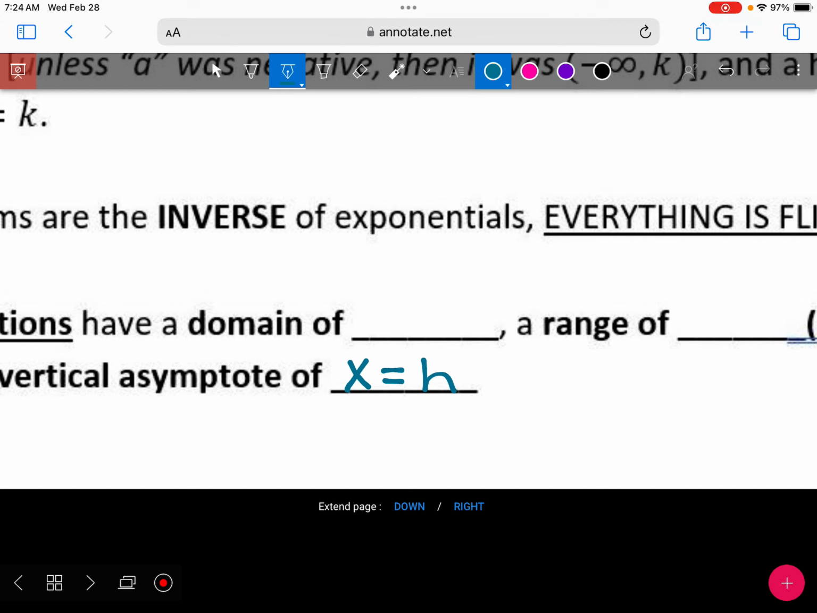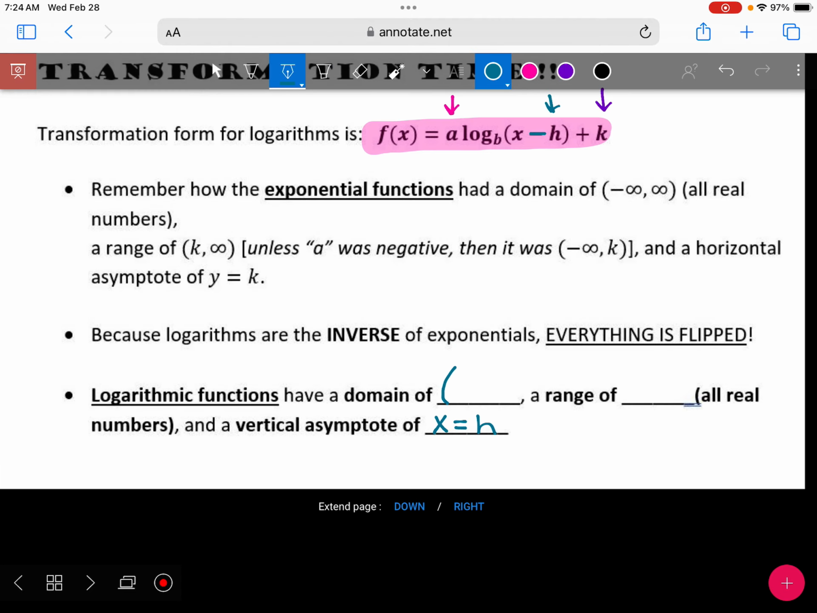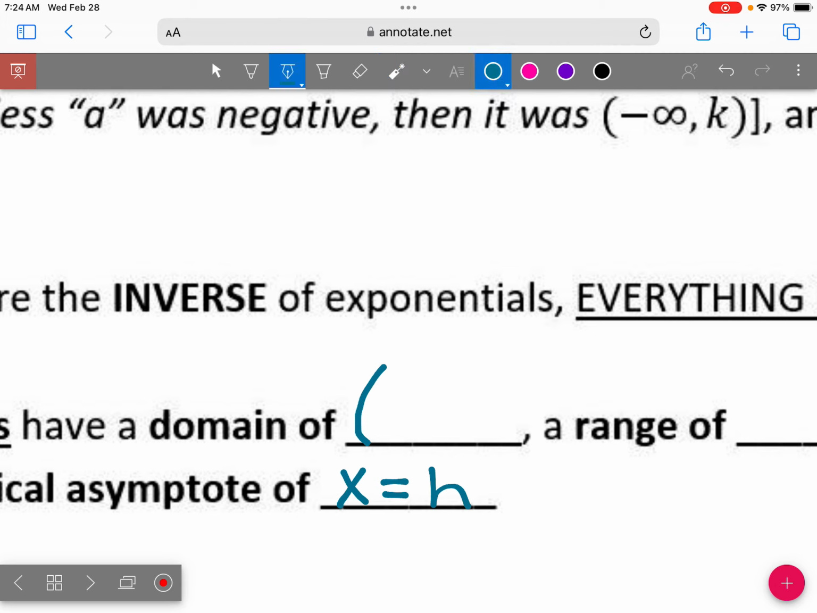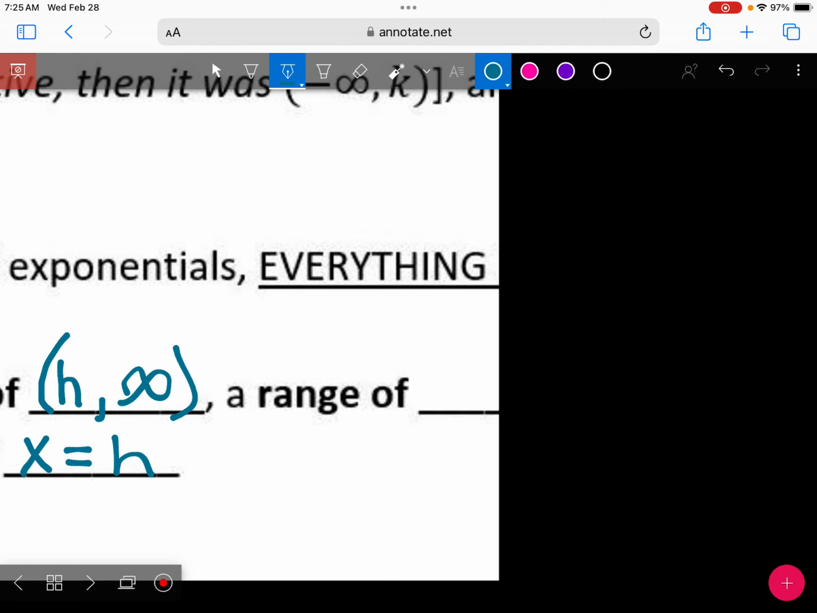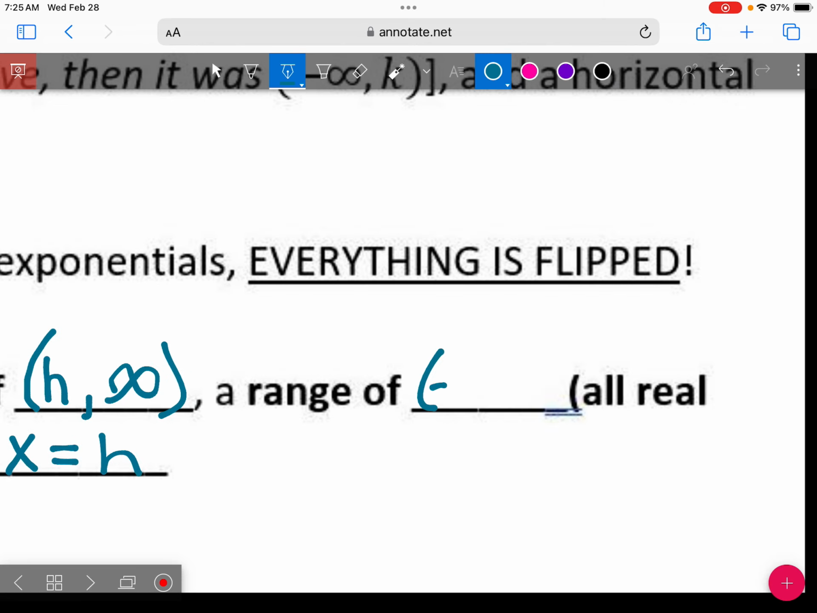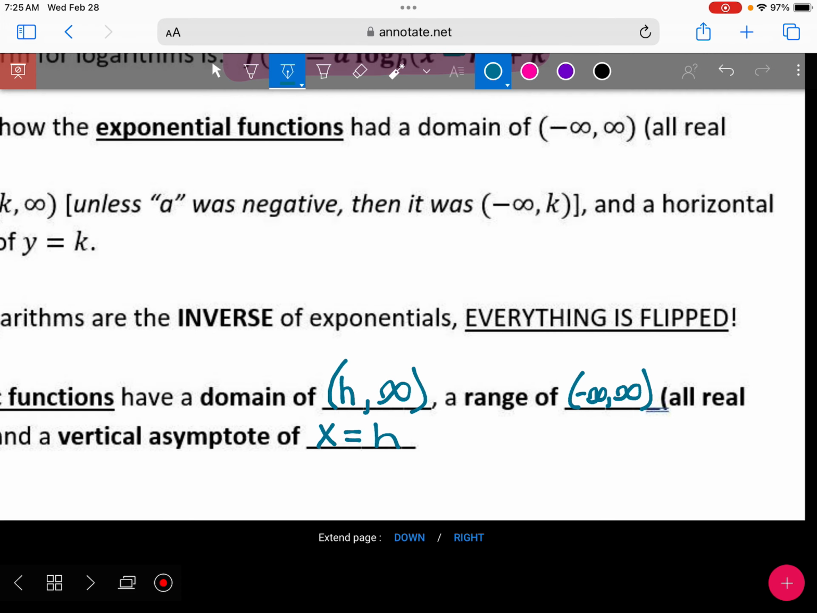Logarithmic functions have a domain. It's very similar to how when we had exponentials, it was k to infinity. This is going to be h to infinity. And a range of all real numbers, so negative infinity to positive infinity. So exponentials, we used k a bunch of times. In logarithms, we're using h a bunch of times. So it changes our domain and it tells us where the asymptote is.